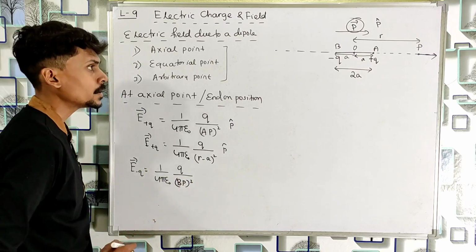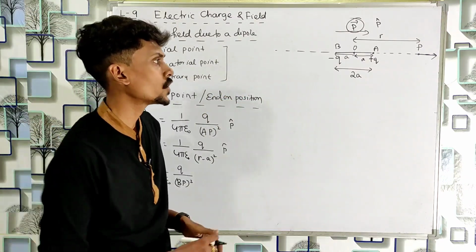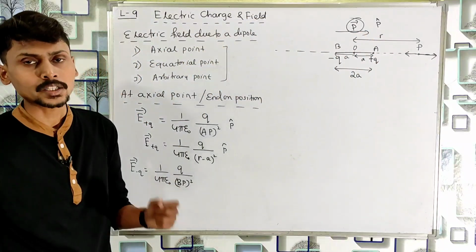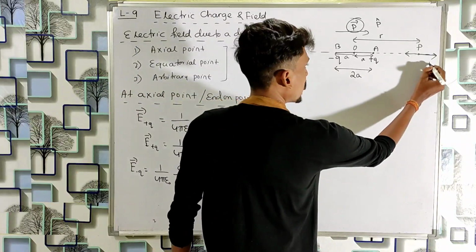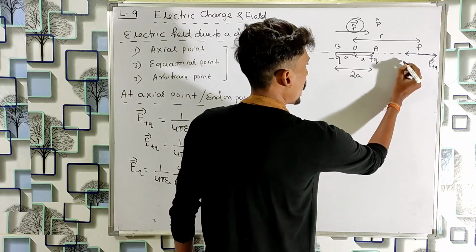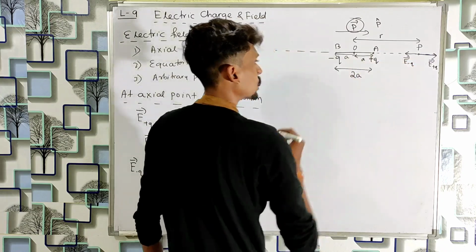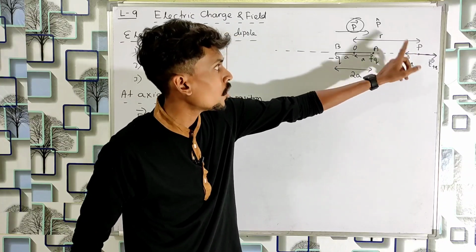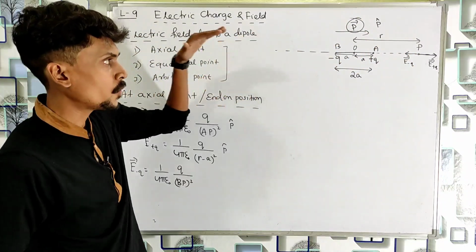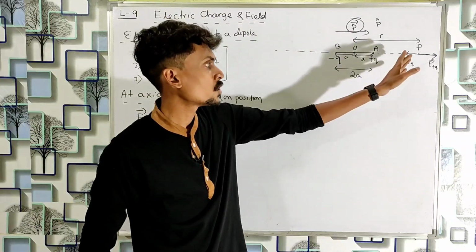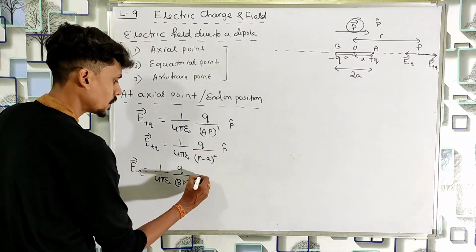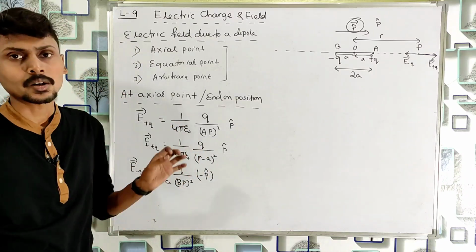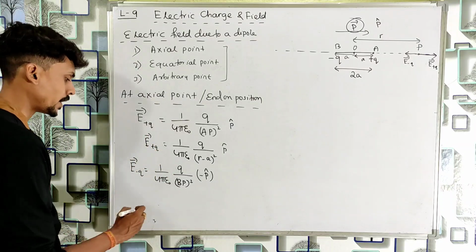square. And we know that for a negative charge, the electric field is directed towards it. The electric field is directed towards the negative charge. So this one is for E plus Q and this one is for E minus Q. And you can see that this E minus Q is directed opposite to the dipole moment. Dipole moment is towards right, but E minus Q is towards left. So I can write minus P cap here. Means the electric field due to the negative charge is opposite to the dipole moment direction.